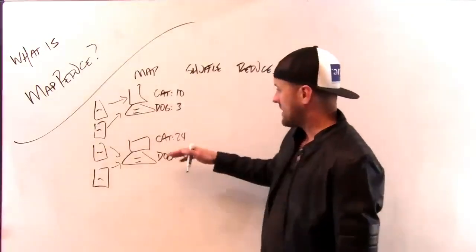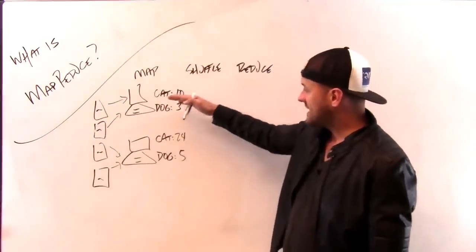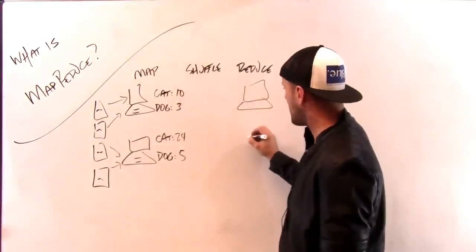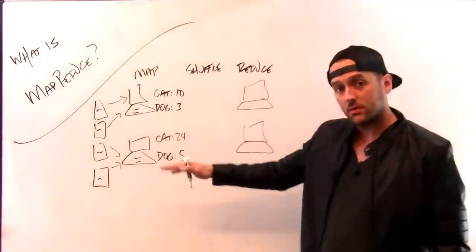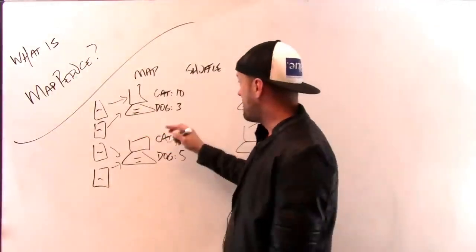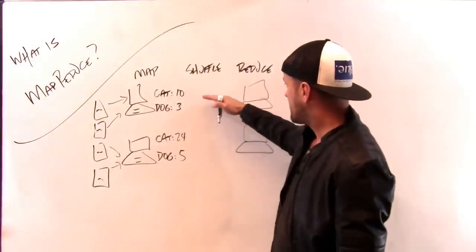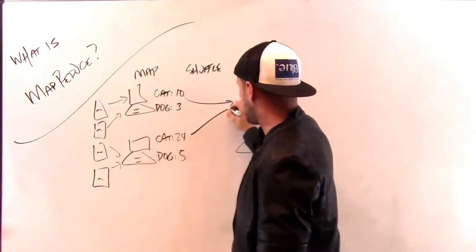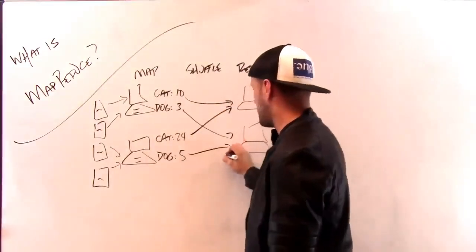So I process my documents, and now what I do is, in the shuffle and the sort stage, I take these keys and so now I have 2 more machines that I'm going to use in the reduce stage, and these could be the same machines, or they could be different machines. It doesn't matter. What the shuffle stage is going to do is it's going to sort these keys so that the reduce stage gets the same key. So in this case, this reducer is going to get all the cat keys, and this reducer is going to get all the dog keys.